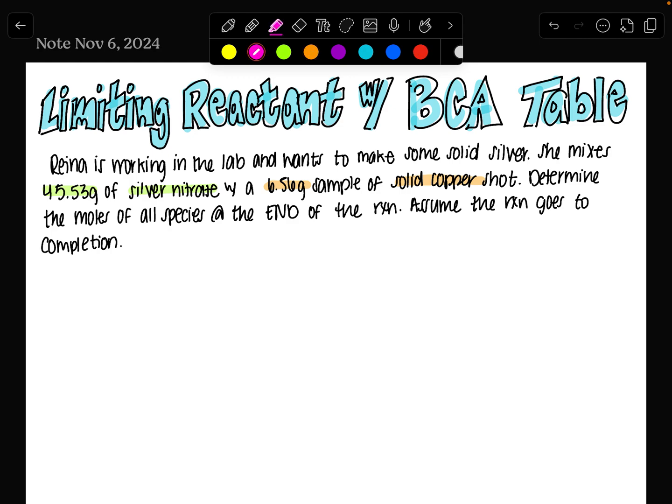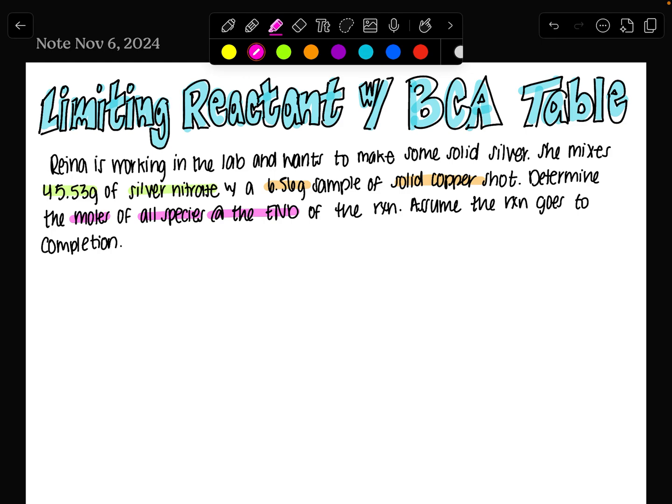So if I list this out, it tells me to determine moles of all species at the end of the reaction, and we assume the reaction goes to completion. To decide if this is a limiting reactant problem, you have to ask yourself: am I given measurements for more than one reacting species? And the answer is yes. You have 45.53 grams of silver nitrate, that's one reactant, and 6.56 grams of solid copper, the other reactant. If you are given more than one measurement for your reacting species, automatically this puts you down the limiting reactant track of how to solve this problem.